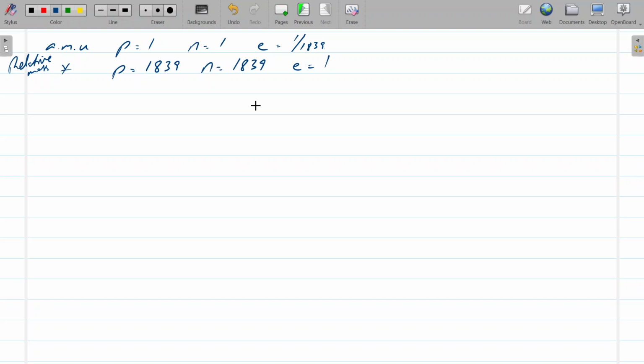Now, isotopes are atoms. Remember what isotopes are, guys?